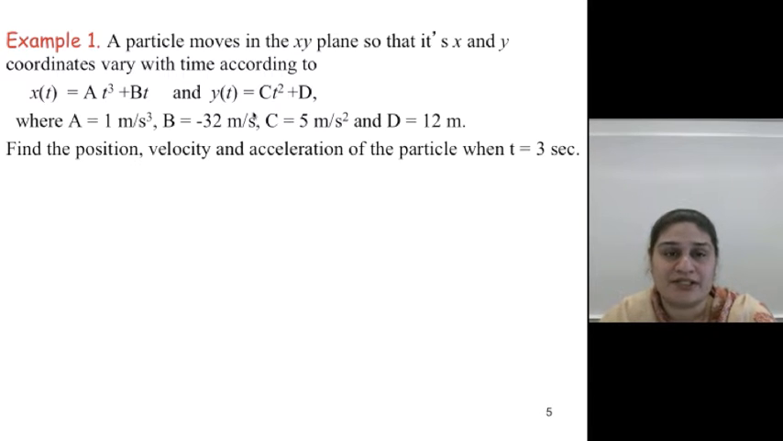So now let's do an example. A particle moves in the xy plane such that its x and y coordinates vary with time according to these equations: x equals at cubed plus bt and y equals ct squared plus d. Note, both x and y are functions of time, where the values of a, b, c, and d are given. Our job is to find the position, the velocity, and acceleration of the particle when t equals 3 seconds.